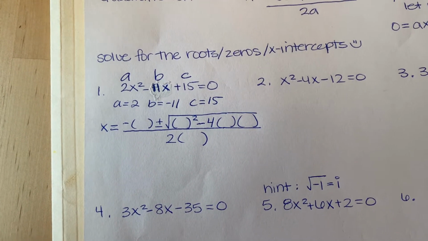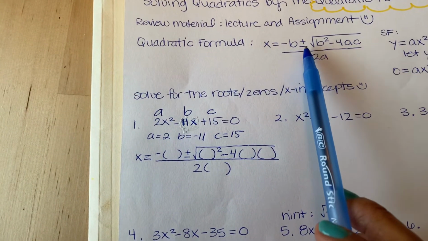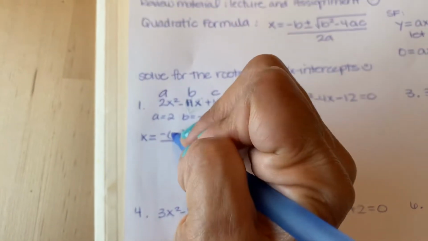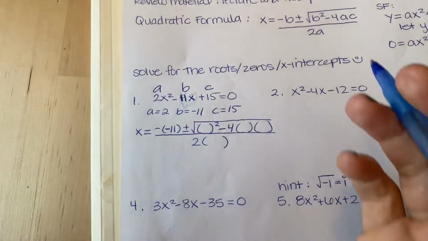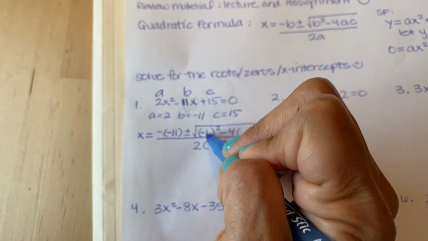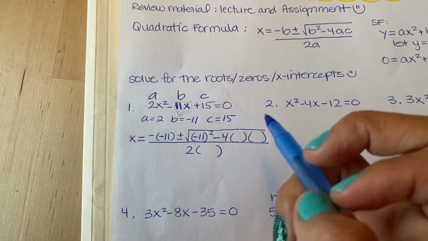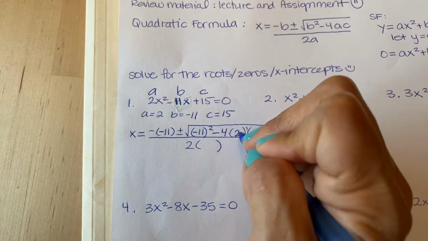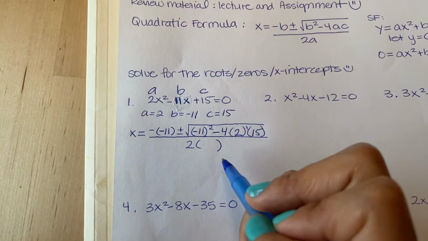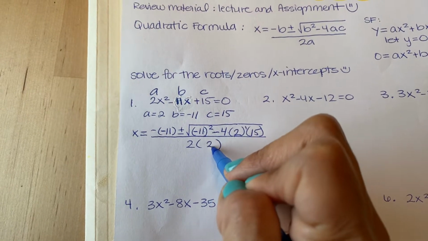So I'm just going to go ahead and substitute that. The b value is negative 11, so I put a negative 11 here. This is b squared, so b first, negative 11. Minus 4ac: my a value is 2, my c value is 15. That was just an accidental marking by my pen. Then 2 times a, so a is 2.